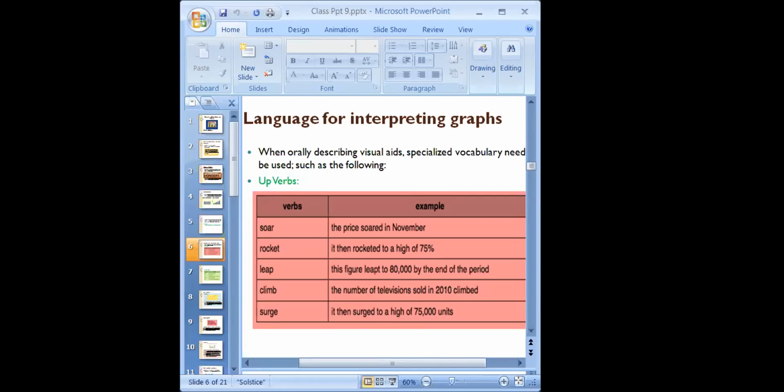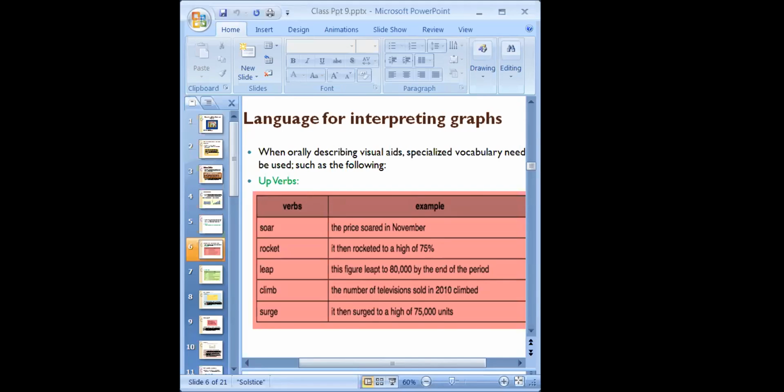So if we look at these words, you can say the number of smokers, without saying the line, because the line always represents something, right? So the number of smokers soared in December. The price soared in November. Rocket, you can say it then rocketed to. Then you have another word, leap. The figures leapt to. Another word is climb. The number of televisions sold in 2010 climbed to, climbed by. Surge, it then surged to a high of 75,000 units.